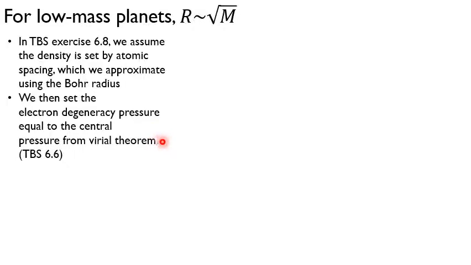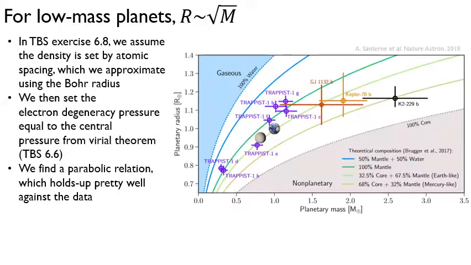Then what we do is we set the electron degeneracy pressure equal to the central pressure we calculated from the virial theorem, just way back in Chapter 2. So this is essentially To Build a Star problem 6.6. And what we do is we plug in this density to our degeneracy pressure formula, and then we find a parabolic relation between the mass and the radius. We find the radius goes as the square root of the mass.